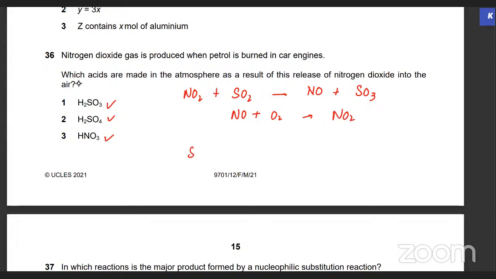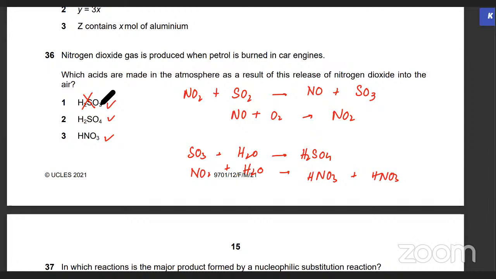But anyways, what is acid rain? The SO3 reacts with water and turns into sulfuric acid. The NO2 reacts with water and turns either into nitric acid or nitrous acid or both. The only thing that's not going to be produced is sulfurous acid.